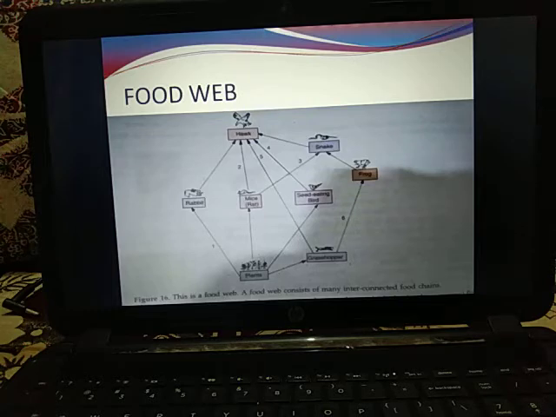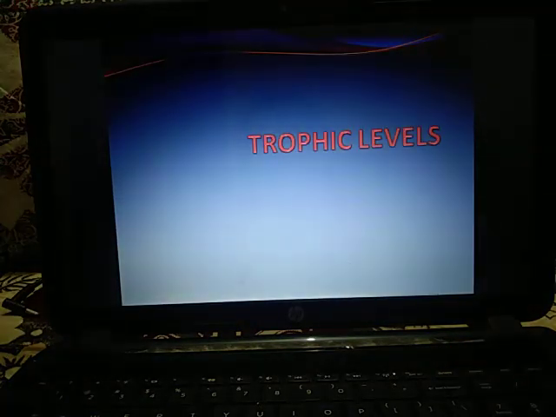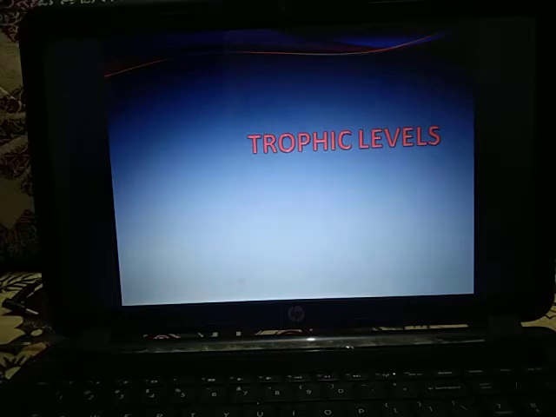Now we will discuss trophic levels. Before we discuss the energy flow, let's discuss the trophic levels. I showed you the food chain. When you see the food chain, the different organisms in the transfer form a level. Each organism forms a level in a food chain.